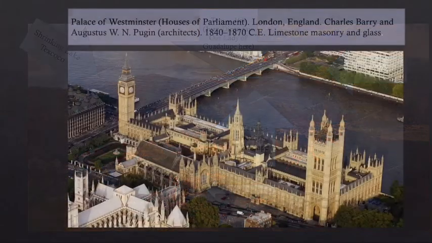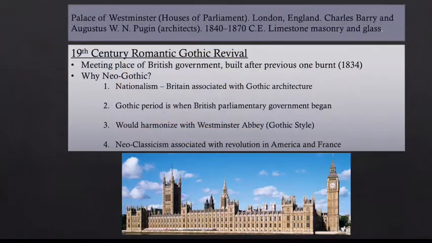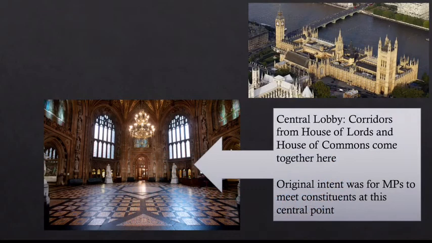Up next, the Houses of Parliament, the Palace of Westminster in London. This is where Parliament meets. It is a symbol of England. It also has some really interesting artistic symbolism. It avoids the neoclassicism that was generally symbolic of the American Revolution and the French Revolution. It also embraces a neo Gothic style, which is very much British nationalism because Britain is associated heavily with the Gothic style. And the Gothic period of architecture is, in fact, when British parliamentary government actually began.